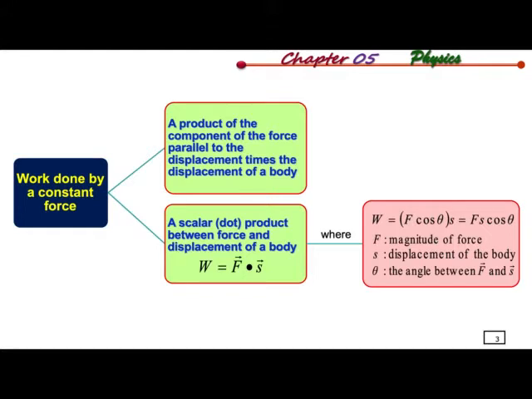Work done by a constant force can be defined in two different ways. The first one is the product of the component of the force parallel to the displacement times the displacement of a body. Or the second one, work done can be defined as a scalar product between force and displacement of a body, which is work done is equal to force dot displacement. So F is the magnitude of force, S is the displacement of a body, and theta is the angle between force and displacement.